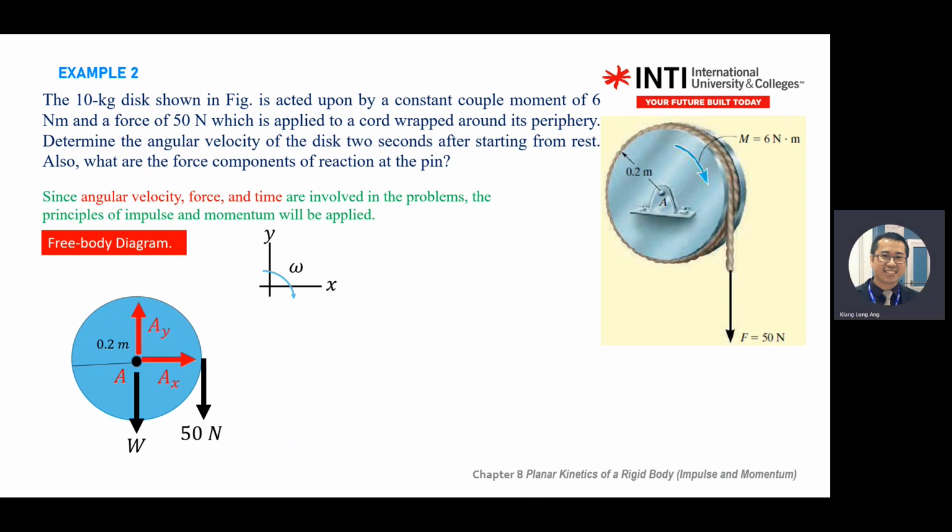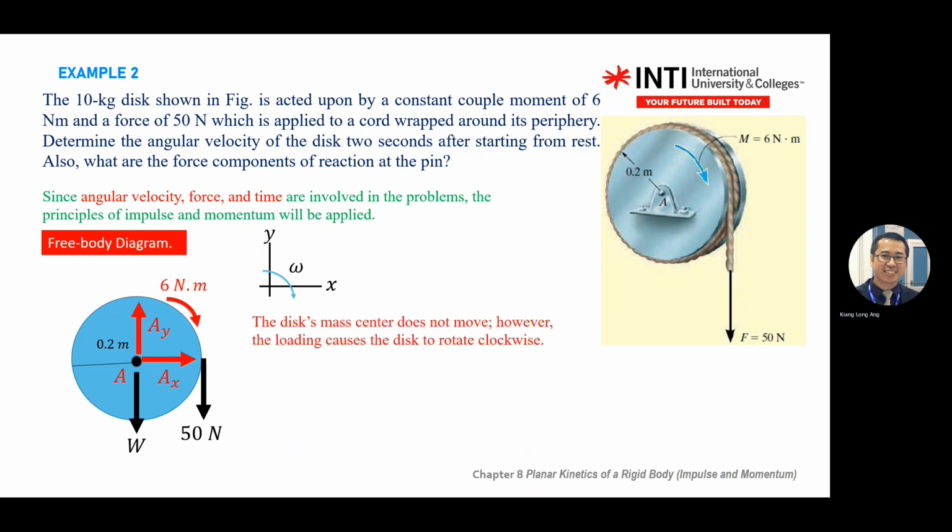Then the force, Ax and Ay. In this case I'll just put them randomly, going up and to the right. Then you put in the moment and all this.